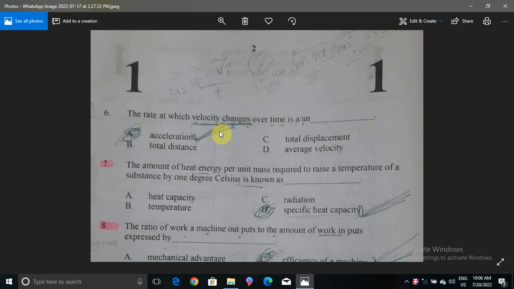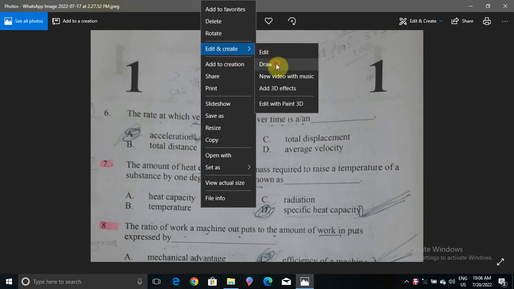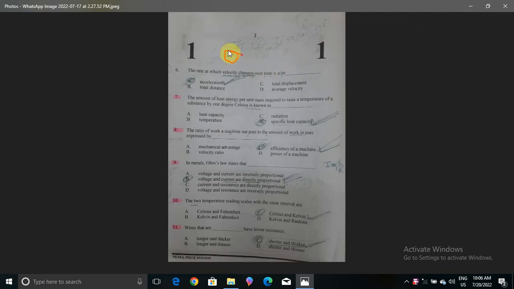Okay, now question number seven. The amount of heat energy per unit mass required to raise the temperature of a substance by 1 degree Celsius is known as what? A specific heat capacity. Because we have the mass, we have the degree Celsius, and we have the temperature. And we can also write a formula for this question: Q is equal to mass times C times the change of temperature. This is the formula for specific heat capacity, which is C.